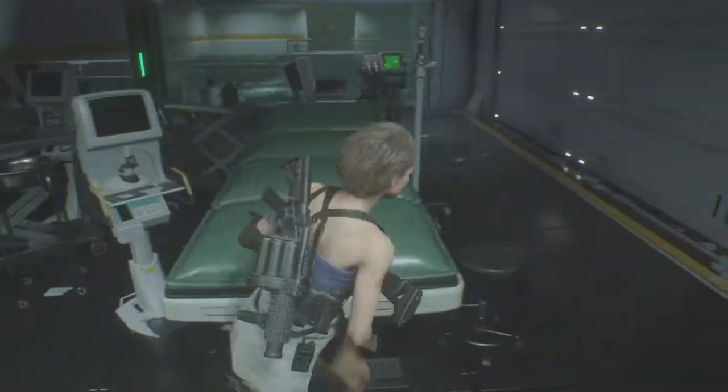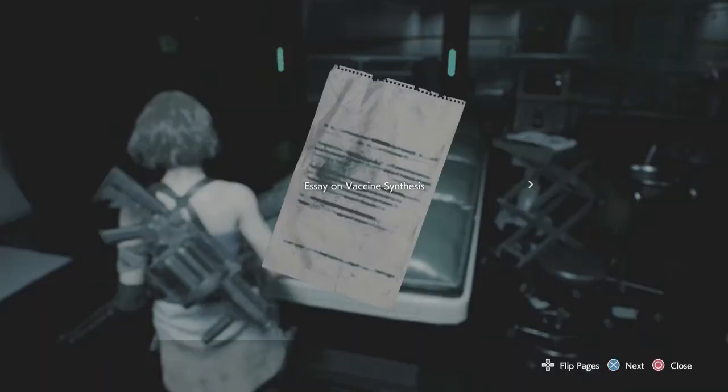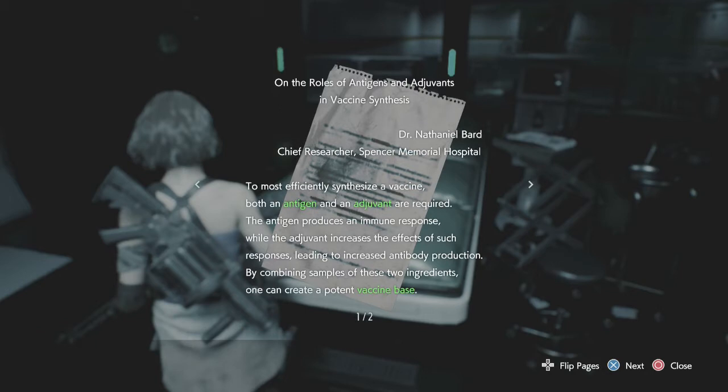A note, of course. Why is there always notes? Essay on vaccine synthesis. Essay on vaccine synthesis. On the roles of antigens and adjuvants in vaccine synthesis, Dr. Nathaniel Bard, chief researcher, Spencer Monroe Hospital.